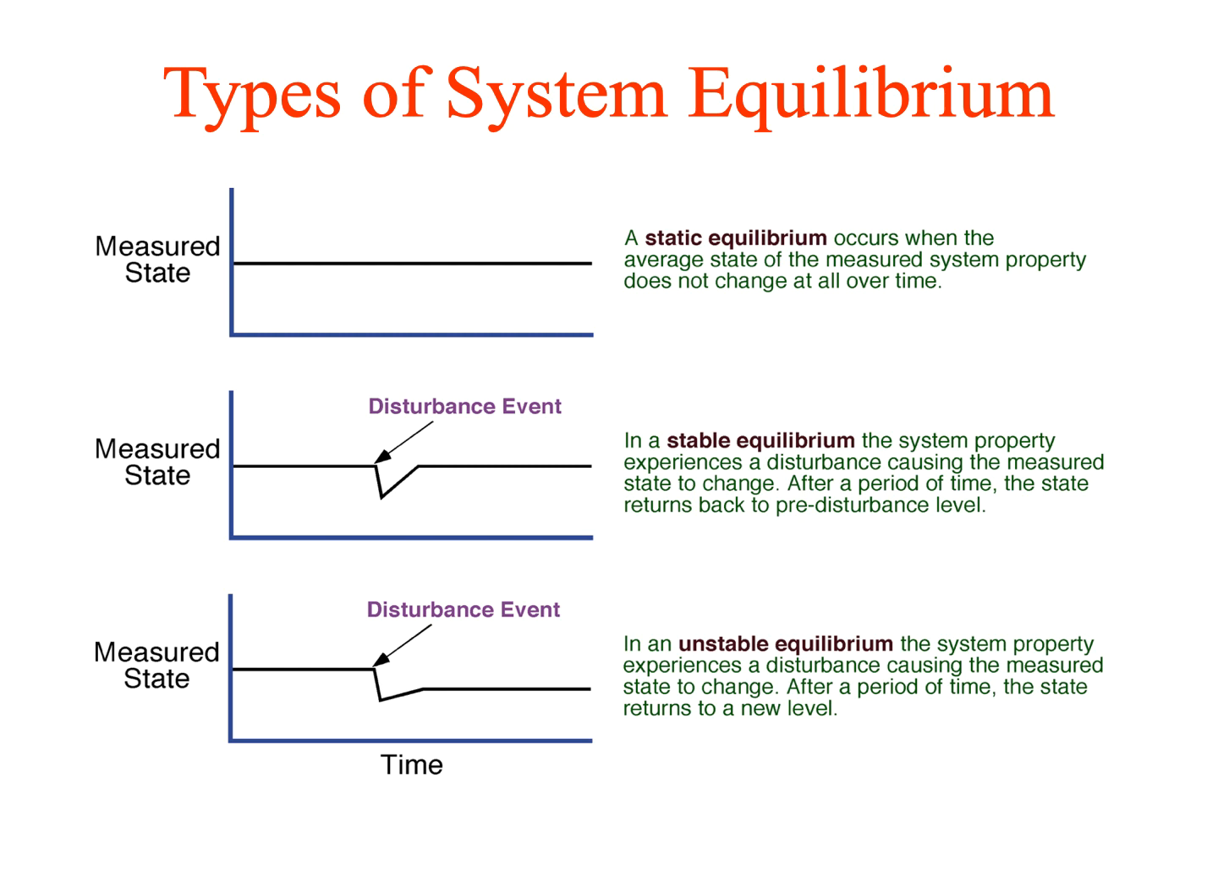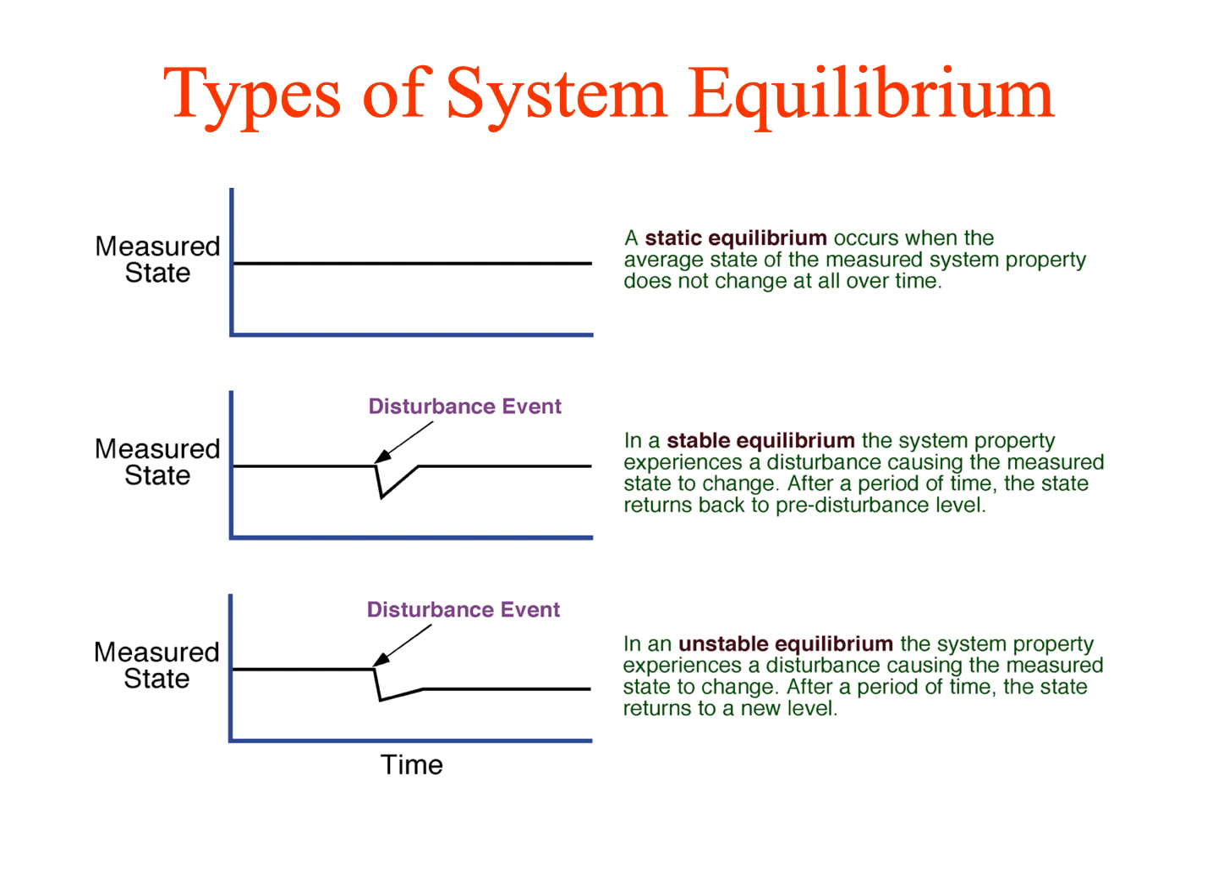A static equilibrium is where the average state doesn't change. It just has the same value over time. A stable equilibrium is a system where you get a disturbance. We can see in this slide there's the location of the disturbance event. The system state changes, and then it returns to the previous pre-disturbance level.